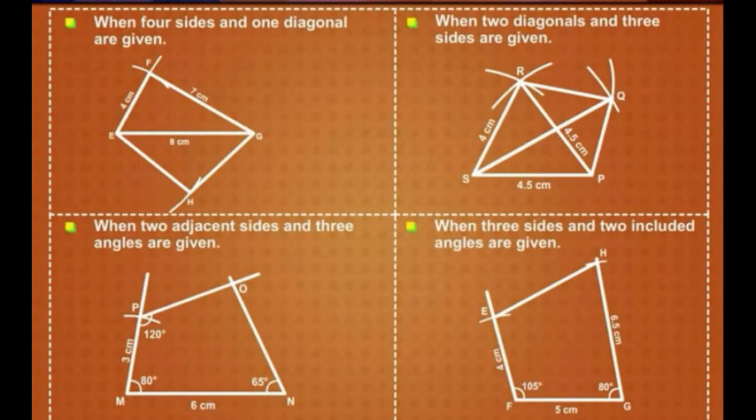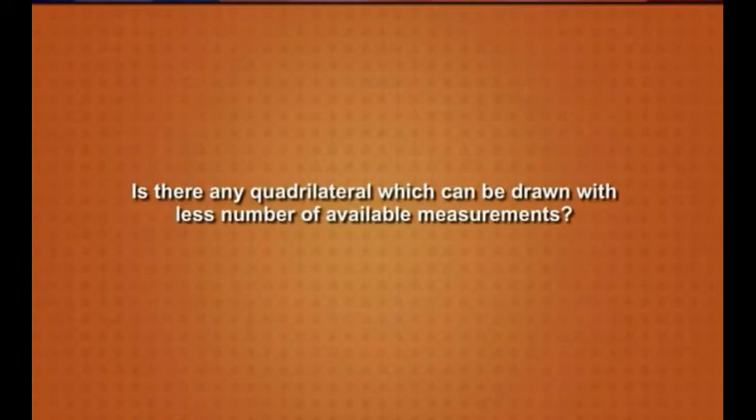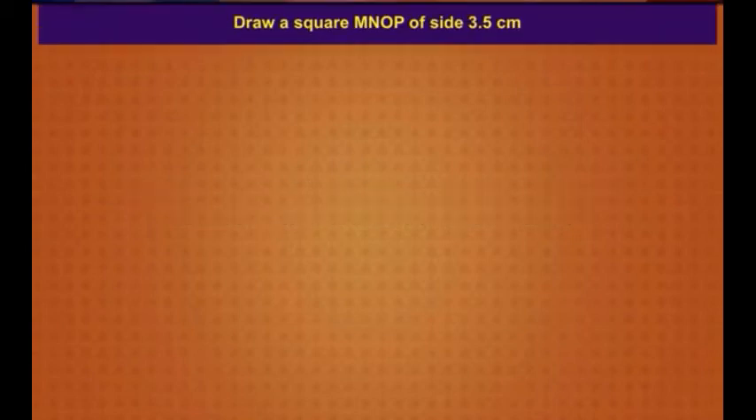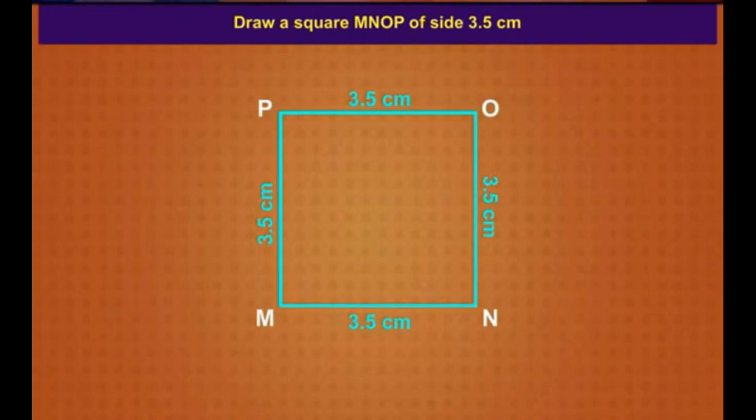Till now, we have drawn these quadrilaterals with 5 given details. Is there any quadrilateral which can be drawn with less number of available measurements? Yes, that are the case of special quadrilaterals. Let's discuss one special quadrilateral, that is square. Draw a square MNOP of side 3.5 cm.